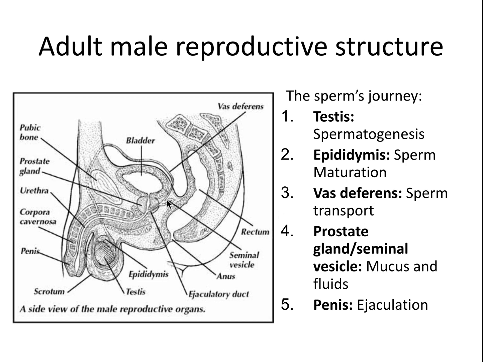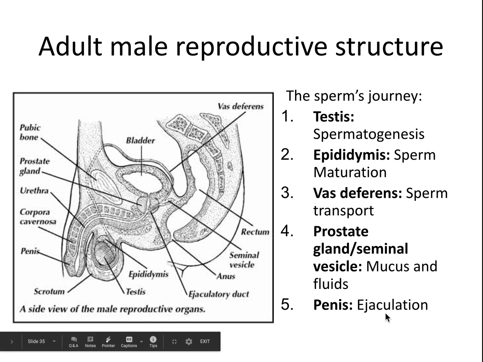There are other areas called the prostate gland and the seminal vesicles, which is what's going to create the fluid, and also the fluid that has nutrients in it for the sperm to stay alive, as well as fluid to help counteract the pH of the vagina so the sperm can survive when it's in there. So the prostate gland and the seminal vesicle are in charge of the fluids, so the mucus and fluids. And then the penis is in charge of ejaculation of the sperm. So this is the path that the sperm will take using the male reproductive structure.